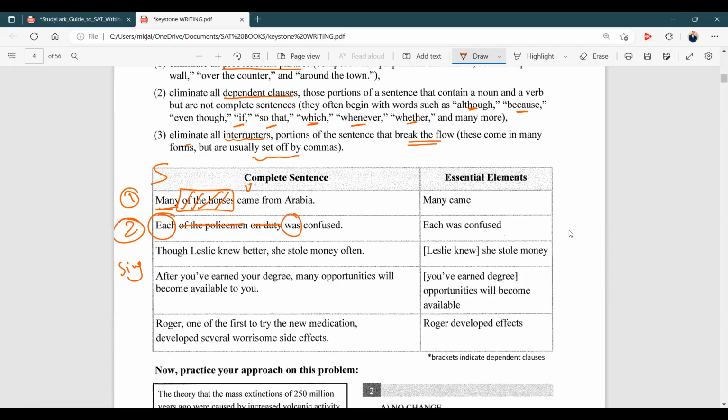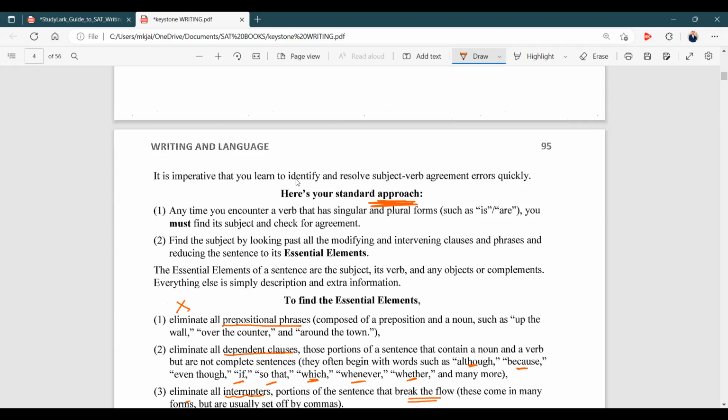So what's my approach, or what's the technique, to find or resolve subject-verb agreement errors quickly? I want to hear you.